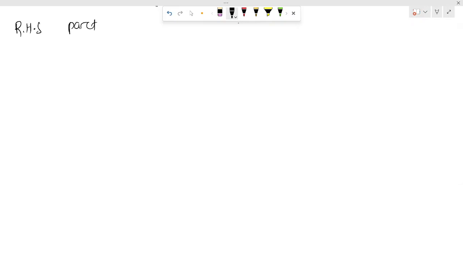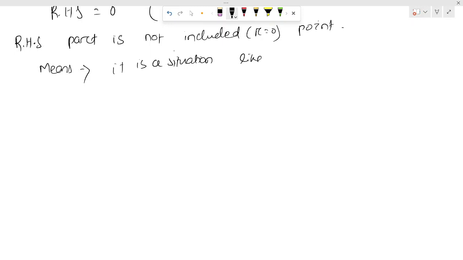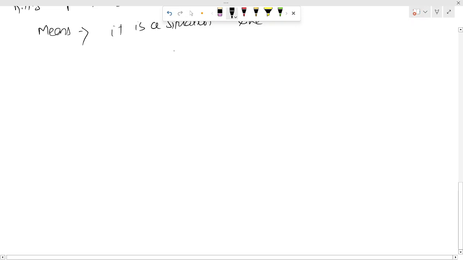The RHS part is not included. We are saying that the RHS part is only correct when your r is not equal to 0 point. It means we can take a situation that will help us understand where we are not including your r equal to 0 point.